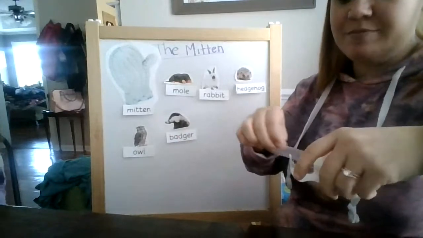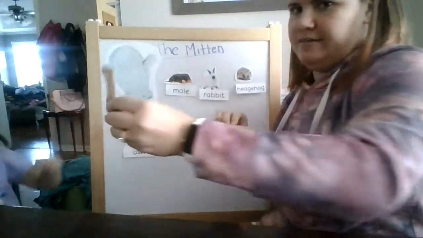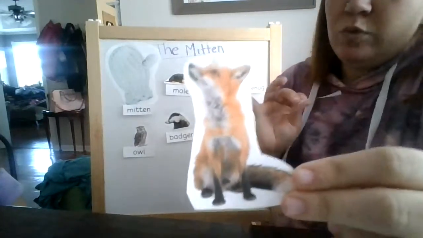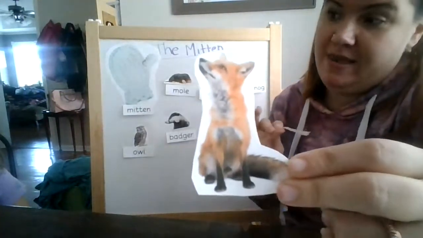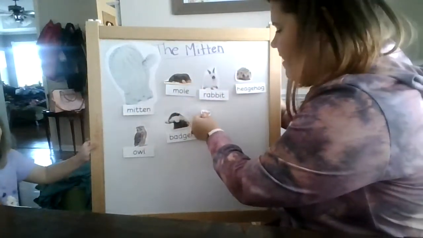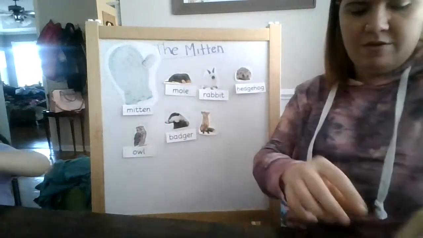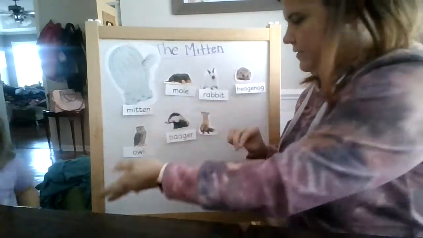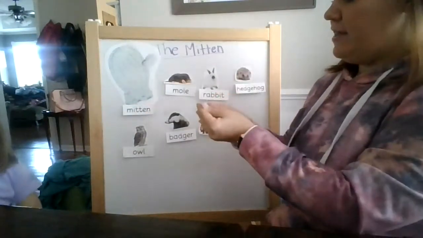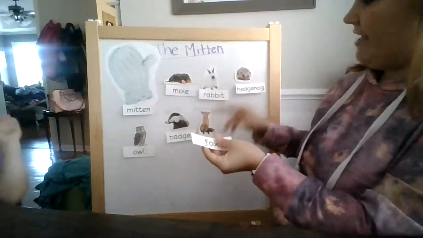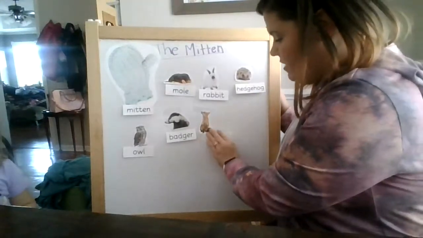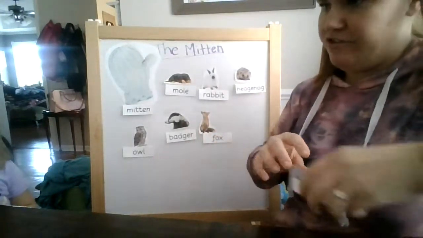And now it's time for the fox. The fox climbs in. Now the fox was scary to them, so they said, ooh, we better scoot over. We don't want the fox to get us. So we'll make room for him. Okay, so then we've got the fox. And then we're going to put Fox's name with him. This word says fox. If you ever see a fox, you need to run away because they are dangerous.